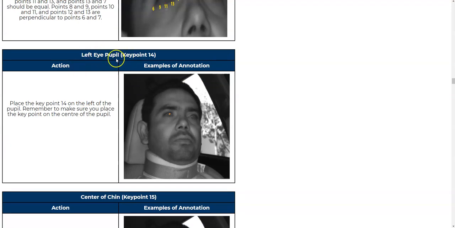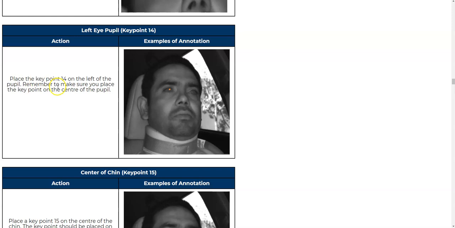Next would be left eye pupil, which would be key point 14. Okay, key point 14. So place key point 14 on the left pupil. Remember to make sure you place the key point on the center of the pupil.